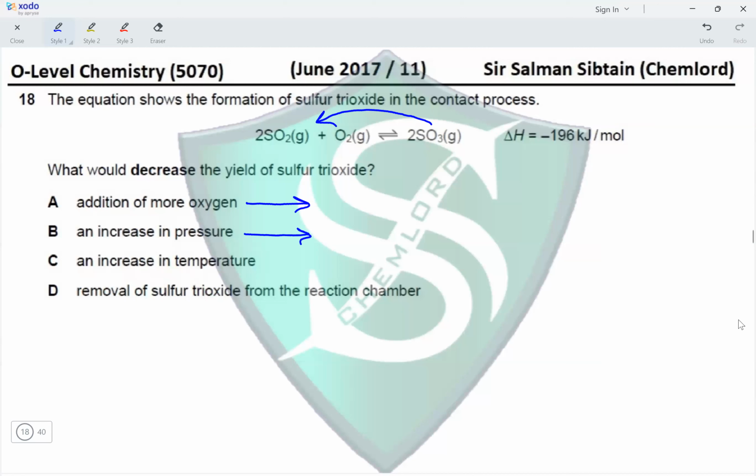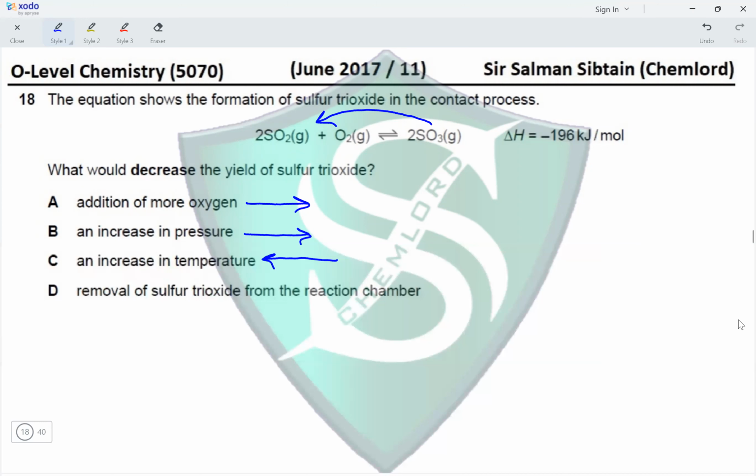An increase in temperature will favor the endothermic side of the reaction, which is the backward reaction, since the forward reaction has the delta H value written with the negative sign, showing that the forward reaction is exothermic. So an increase in temperature favors the endothermic side. The equilibrium will shift backwards.